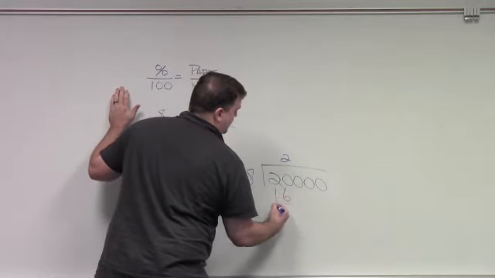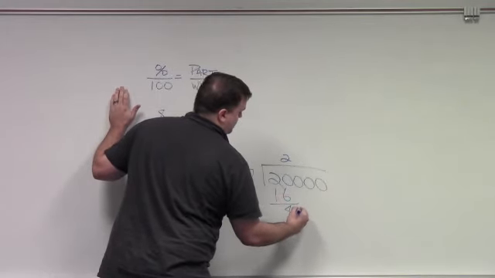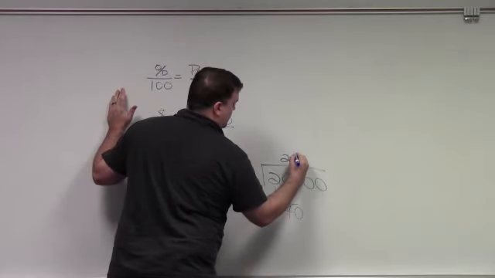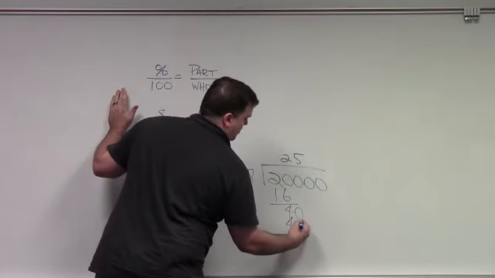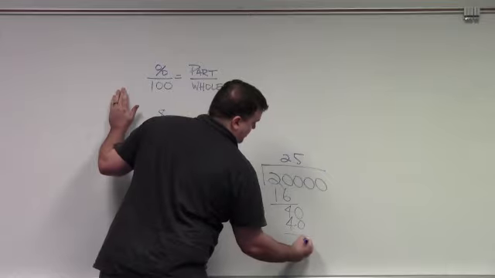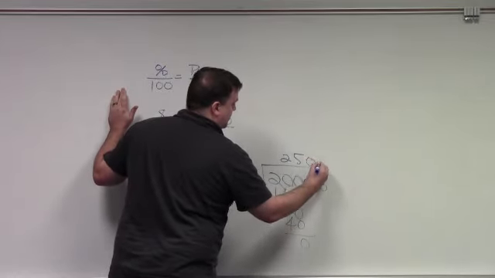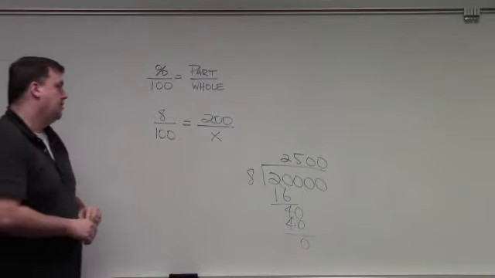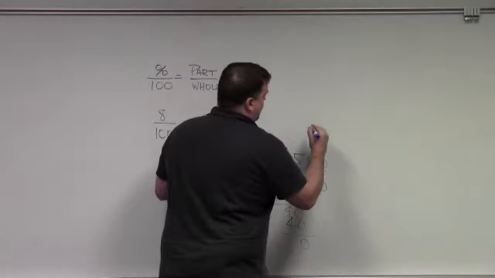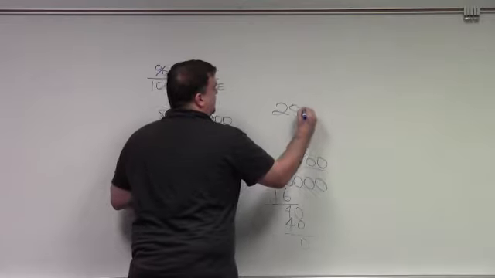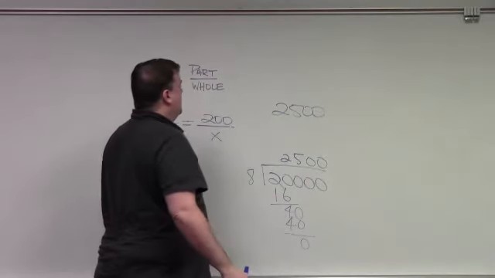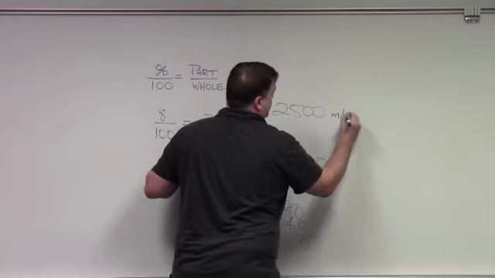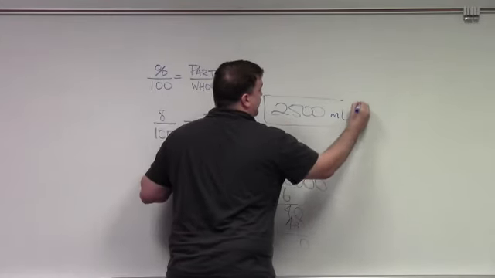2 times 8 is 16. 8 goes in 45 times. And I'm just left with zeros. It's just going to be 0 and 0. So you should end up getting 2,500. And it is a word problem, so we have to answer it with something that makes sense. So 2,500 milliliters, because that's what our units of measurement were given in.